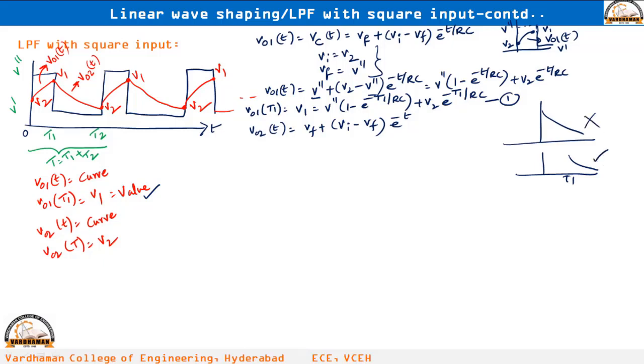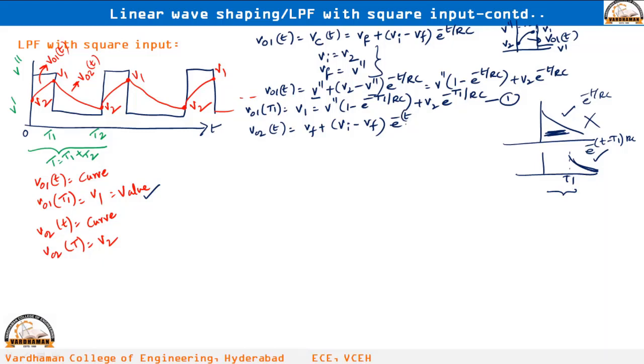You are writing the equation for this curve, but this curve is not starting from t equal to 0. This curve starts at t equal to T1. That means this curve is e power minus t minus T1 by RC. That means a delayed version. You are shifting this particular signal to the right side by T1 seconds. That means a delayed version.